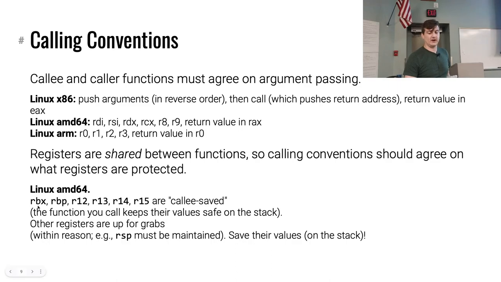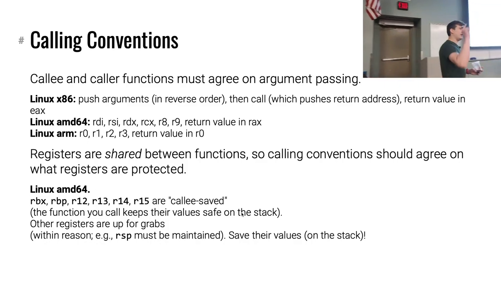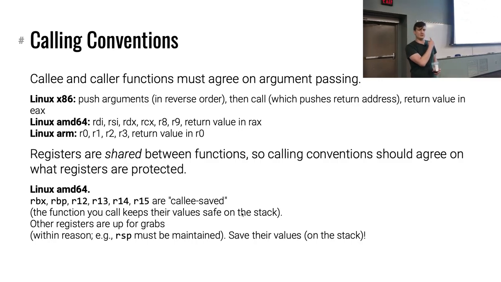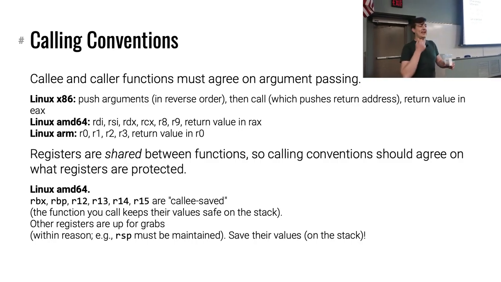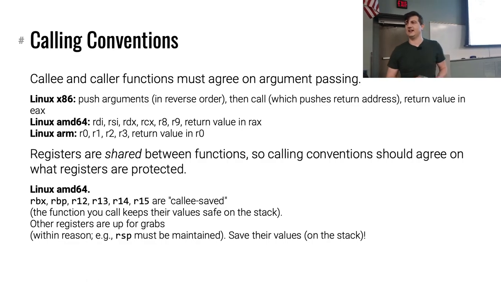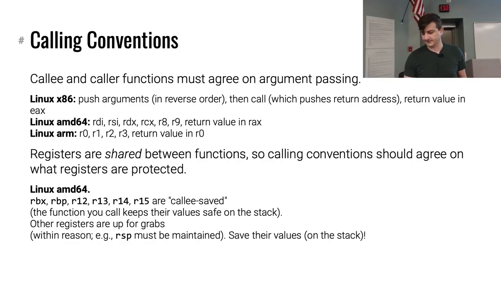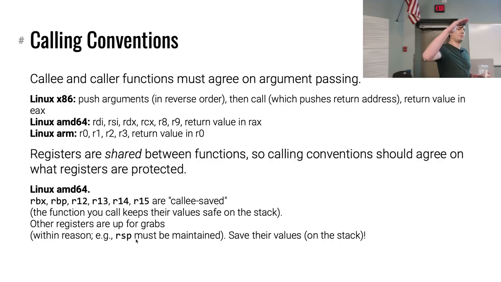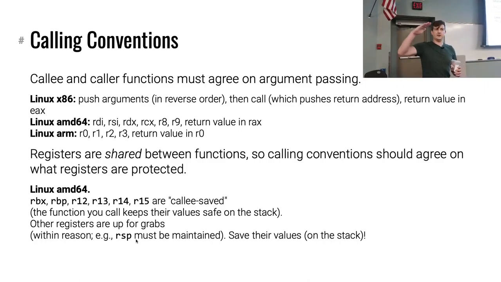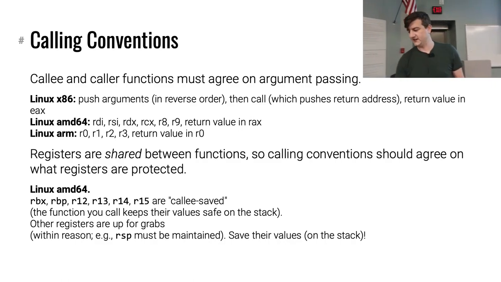These registers are important: RBX, RBP, R12, 13, 14, 15. These are callee saved. That means that if you call a function, that function is guaranteed not to mess with these registers. You'll see that you actually can, you just have to always put them back when you're done. Other registers you can mess with, except for things like RSP, the stack pointer. If you call a function, the stack may change, but it better be back right where you set it when you called that function, because otherwise you may be relying on the stack. We'll see this in practice.